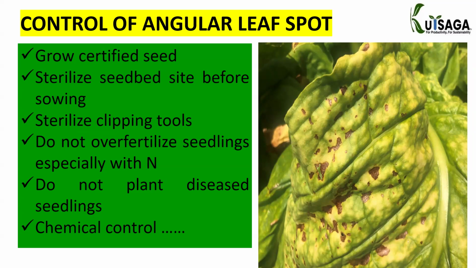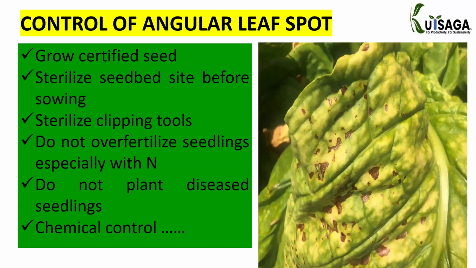Then do not plant diseased seedlings. Normally, if you don't know the status of your seed, you're likely to start in the seedbed with diseased seedlings, which you transport to the field and therefore spread this disease. And ultimately, you would therefore get high losses if you start off with diseased seedlings in the first week of planting in the field.